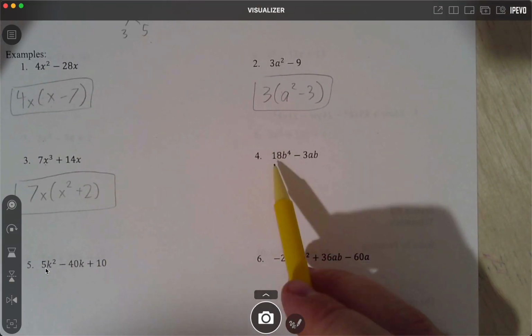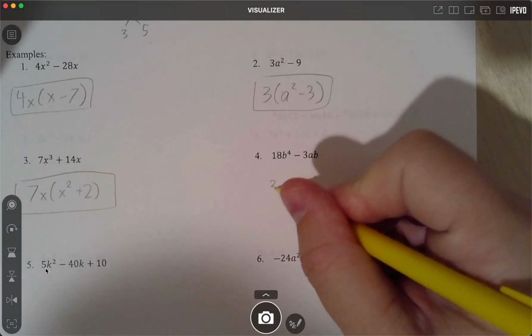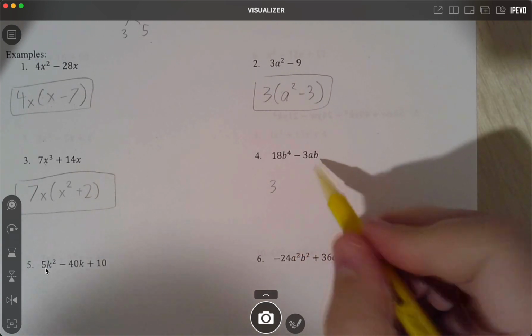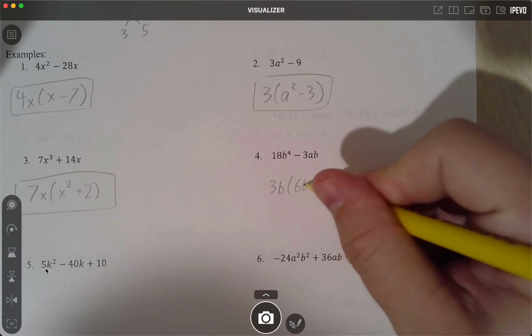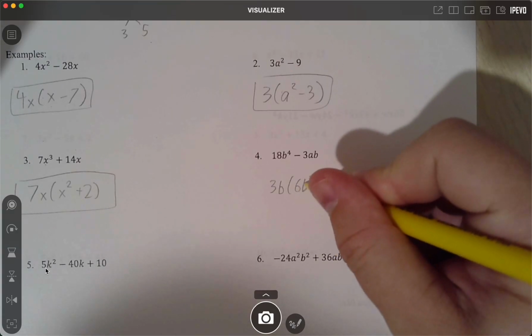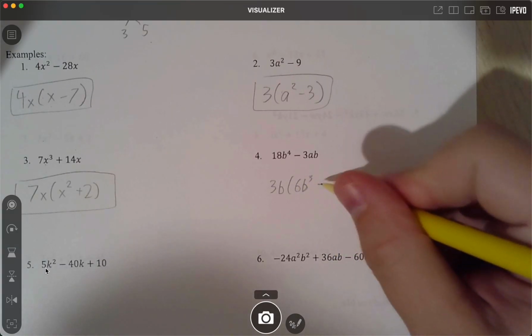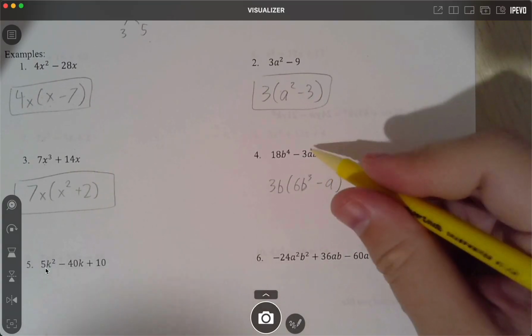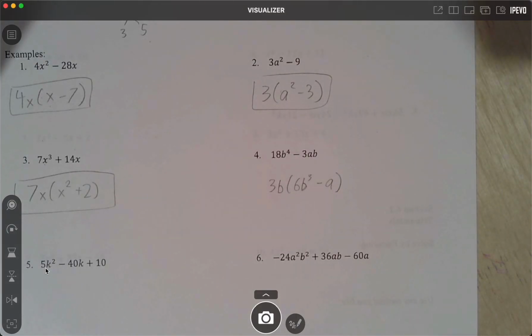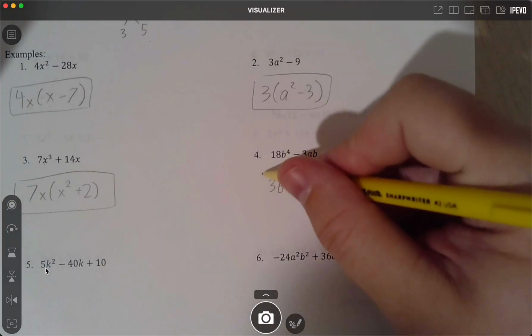So 18 and 3, those share 3. A b to the fourth and an ab share at least a b. So I'm left with 6b cubed. Careful that your 6's don't look like b's, like mine do. And then that would actually just be minus a, because the 3 and the b left, and so only a is left over. Once again, check, refoil, but it works.